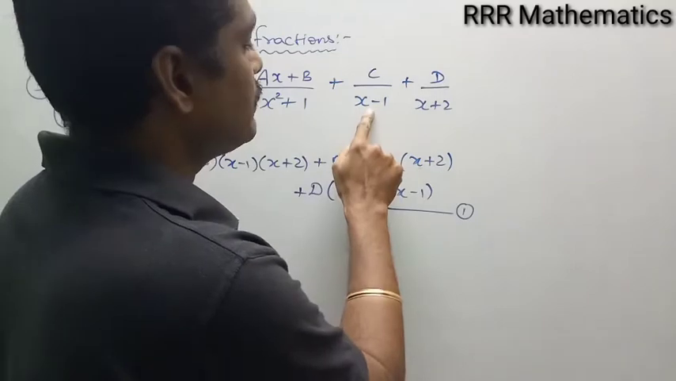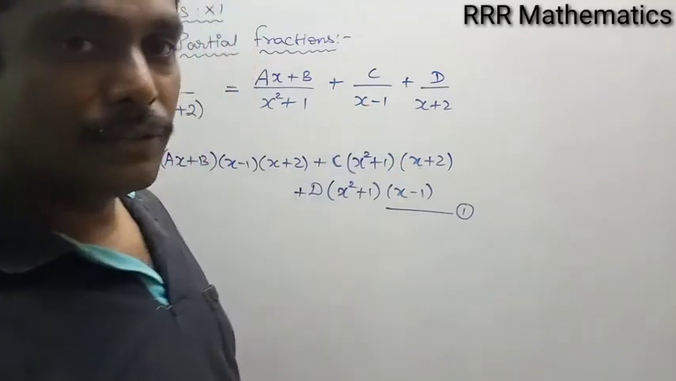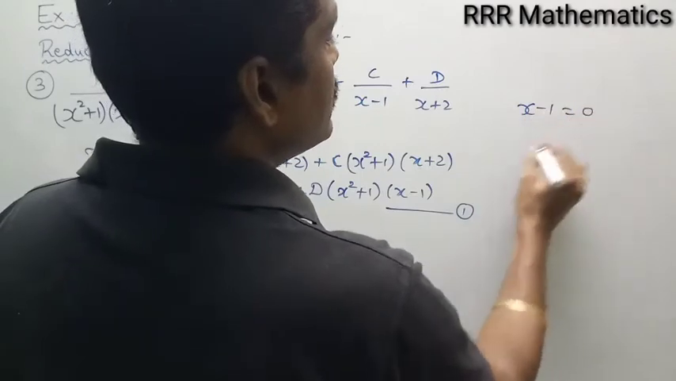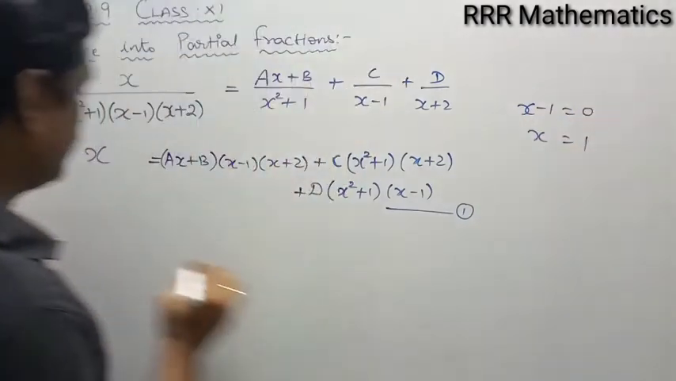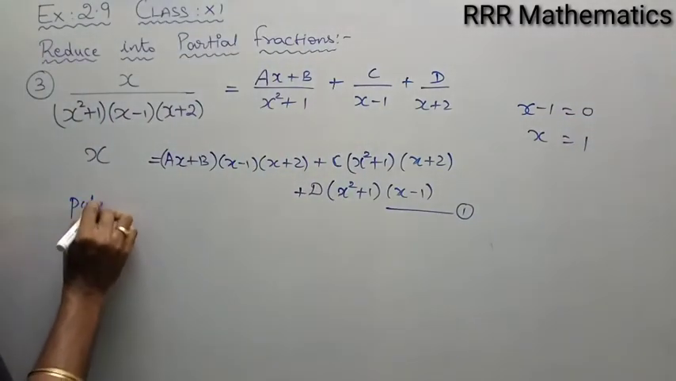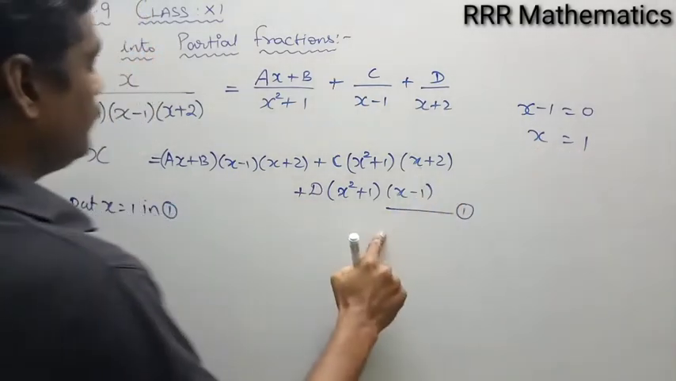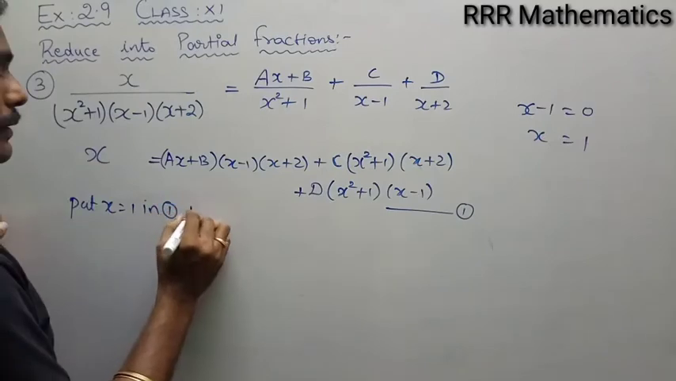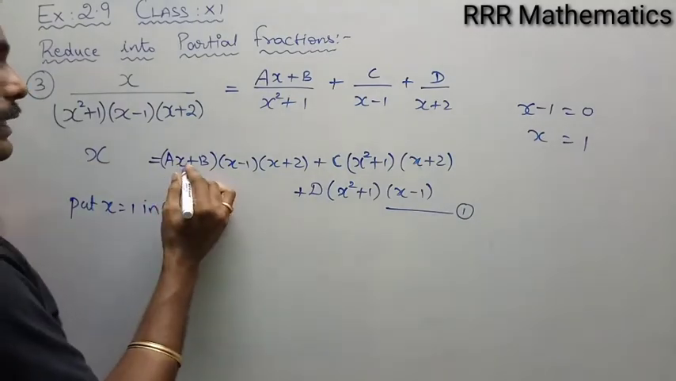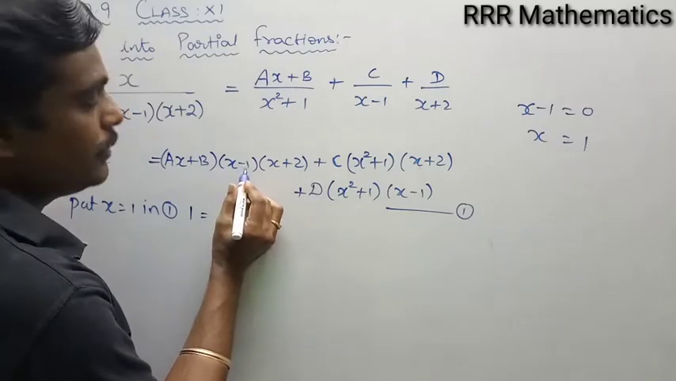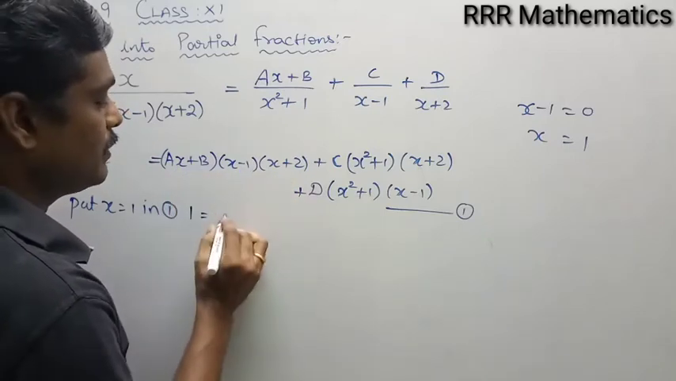So I will equate this one to 0. X minus 1 equal to 0 gives x equal to 1. So put x equal to 1 in equation 1. So what happened? It will be 1 into a. What is 1 minus 1? 0. 0 times this, and this will be 0.